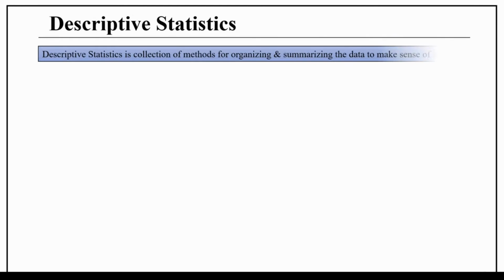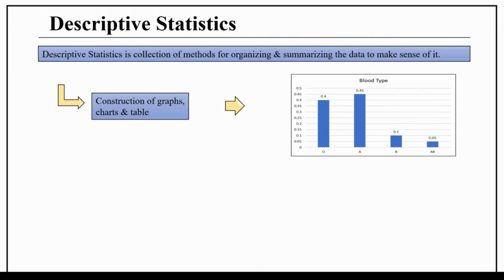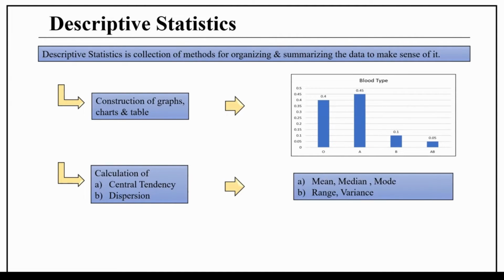The topic we will cover in the coming lecture is descriptive statistics. So without delay, let's start. Before we start the lecture, let me just refresh you about descriptive statistics. As explained earlier, descriptive statistics is a collection of all the methods for organizing and summarizing the data to make sense of it. The methods are: the first one is construction of graphs, charts and tables. The second one is calculation of central tendency, which includes mean, median, mode, and dispersion, which includes range and variance.